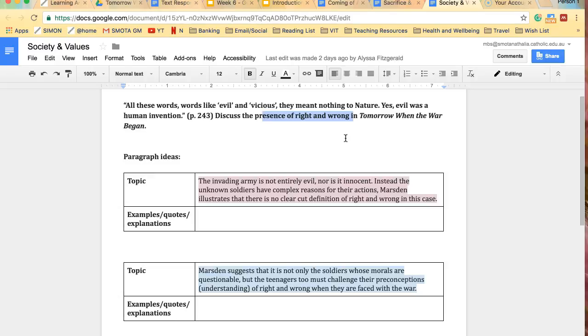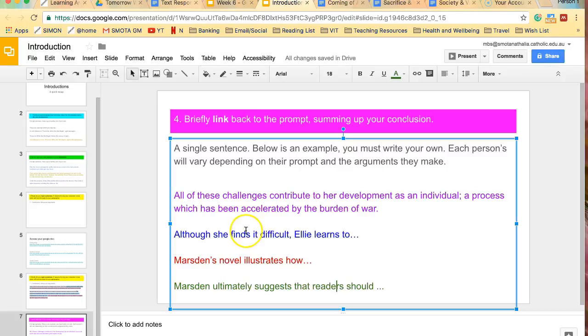So you might say something like, Marsden highlights how the ideas of right and wrong depend upon the individual, and they are in fact a human invention. Therefore, there is no definite answer as to whether something is right or wrong. Now that's a long sentence and it's a bit convoluted, so you need to simplify it a bit and think about how you're going to sum up your argument about the presence of right and wrong in the novel.